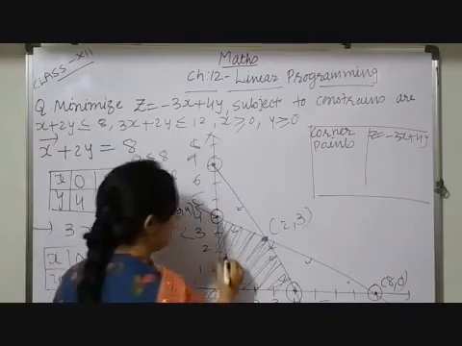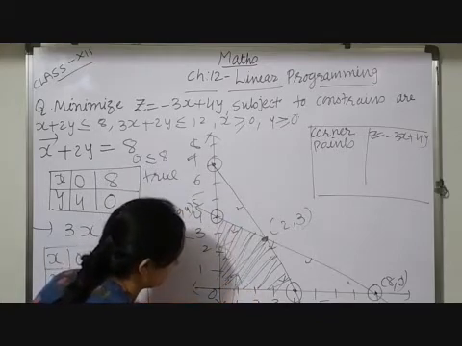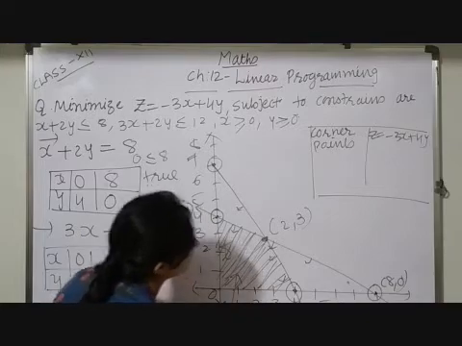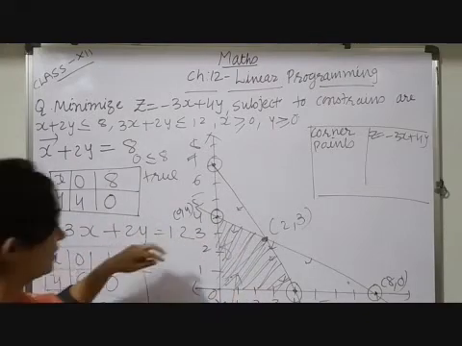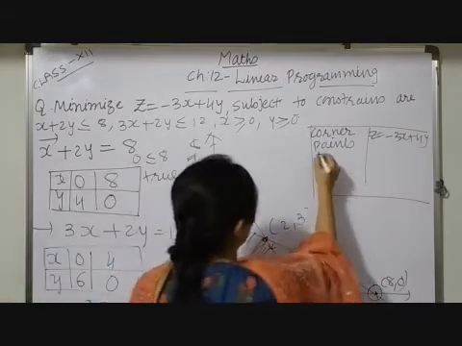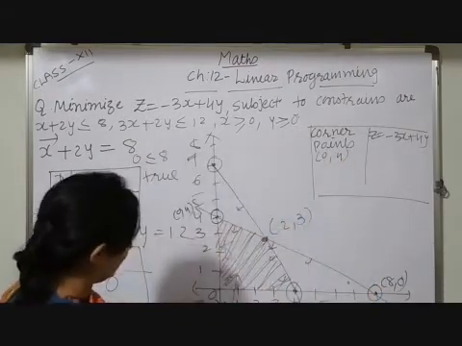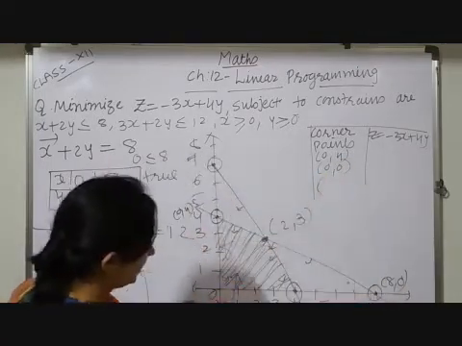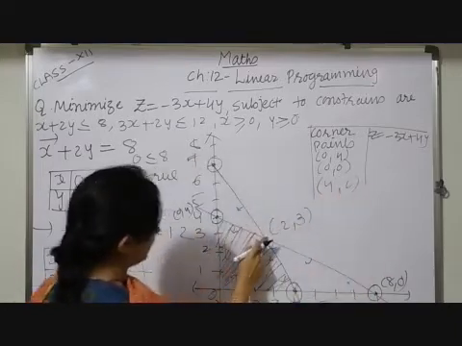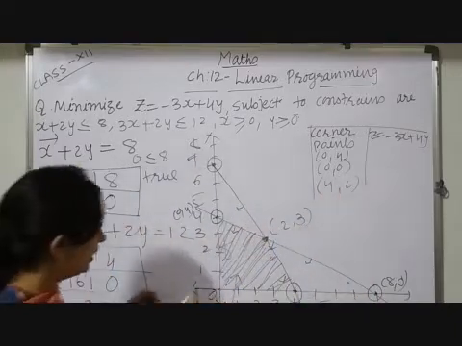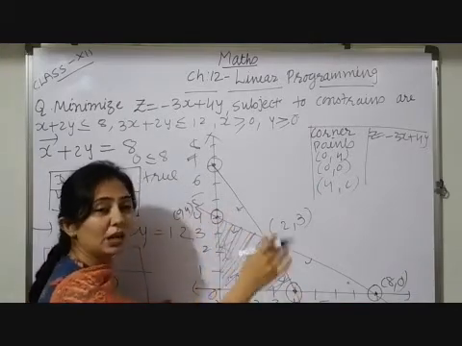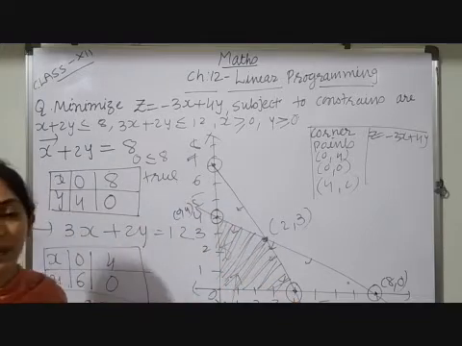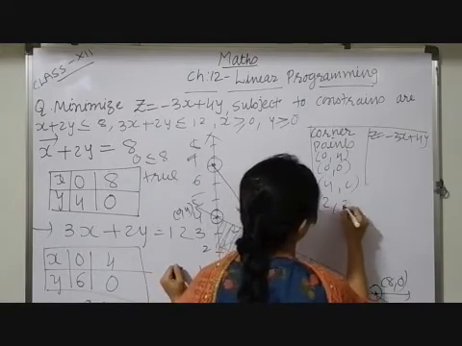Now this region is called the feasible solution, or feasible region. After that we have to find the corner points. How many corner points are there? This is (0, 4), then (0, 0), then the next corner point is (4, 0). Whether you get a quadrilateral, pentagon, octagon or whatever shape, we have to find all its corner points. So one more corner point we have is (2, 3).